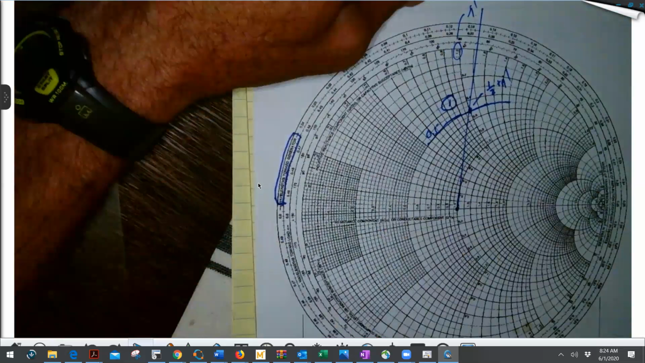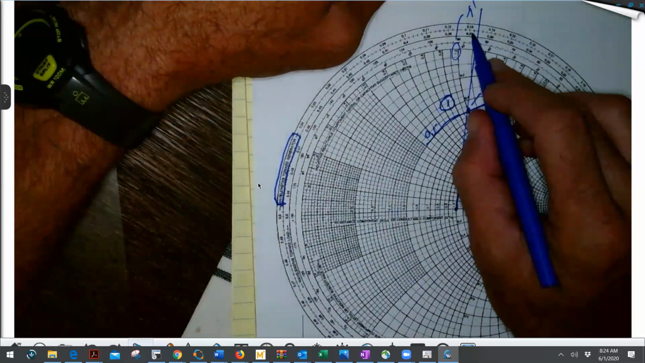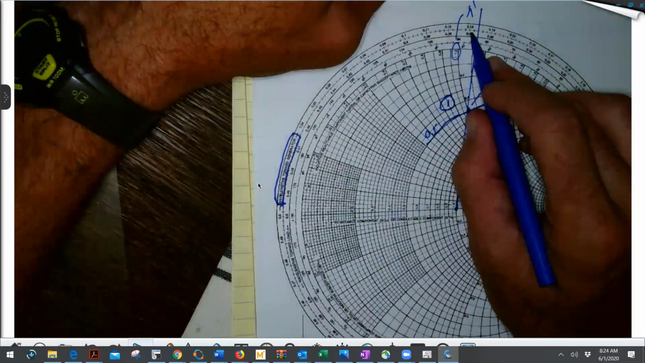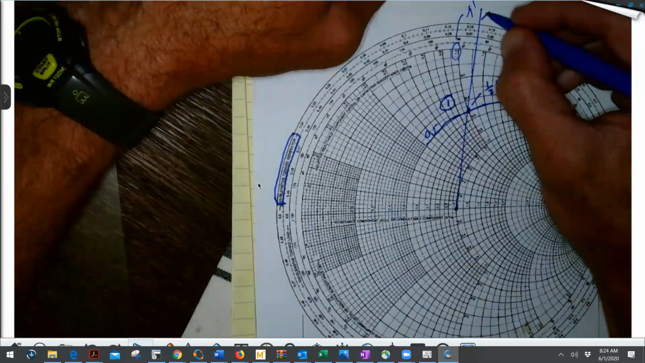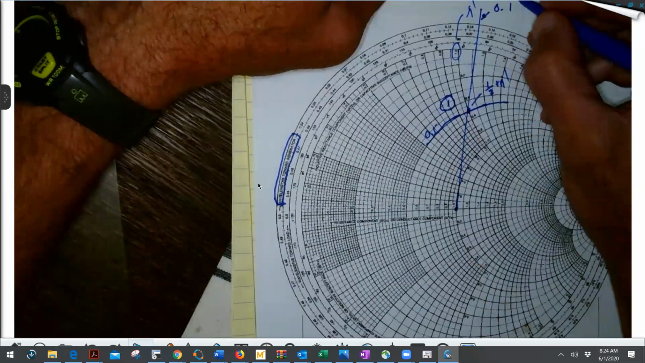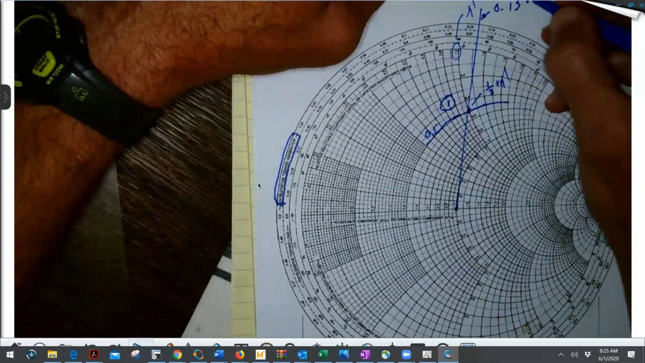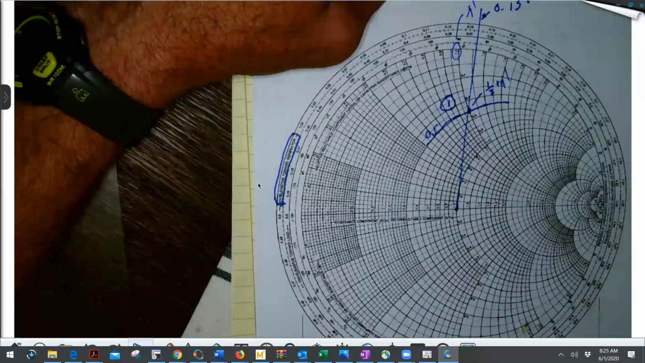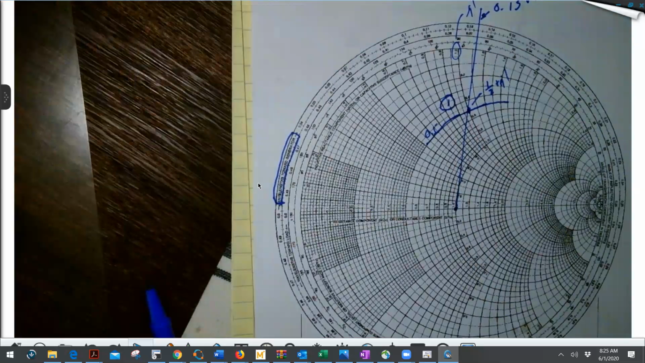So this number right here, if you look at that, what do you get? About 0.134 lambda. Can you confirm that? Take a look on your Smith chart. If you have a sharp pencil, you might get a little better resolution. You all see that, class? All right, take a look. That's about 0.134 lambda.